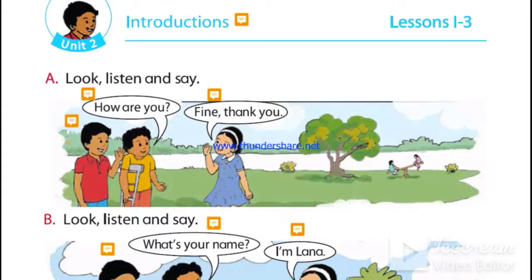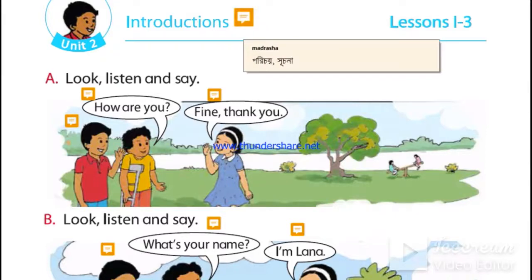Today we are talking about Class 1, Unit 2, Lesson 1 to 3. Introduction. Introduction means পরিচয়, সূচনা.